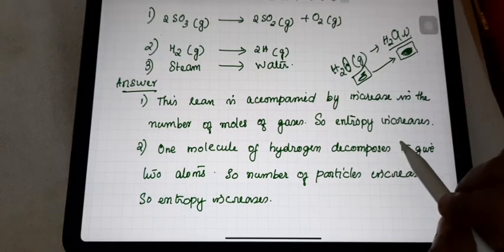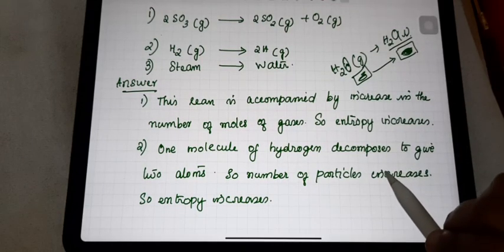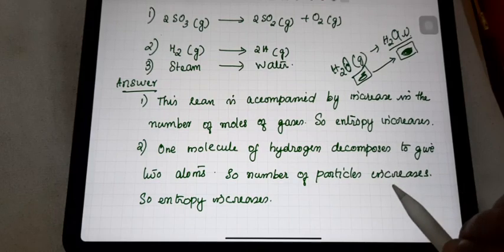So likewise we can predict the entropy increase or decrease in each case.